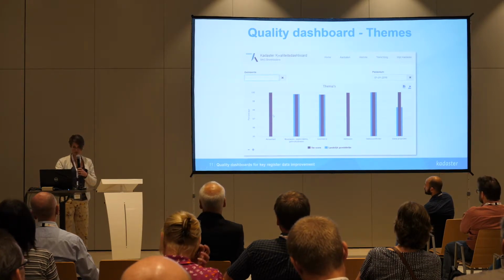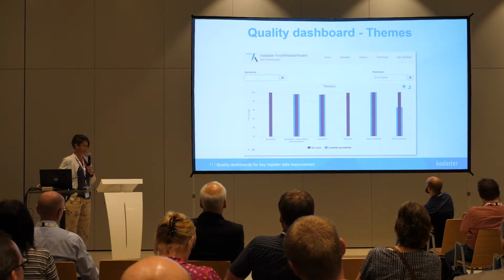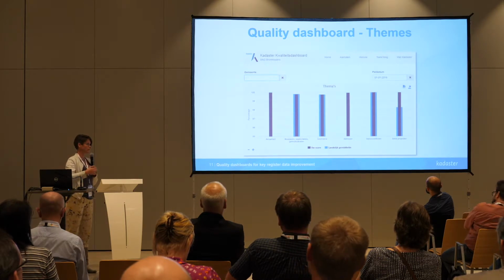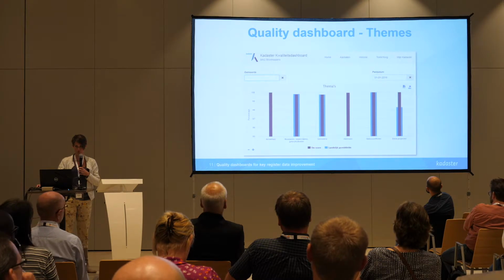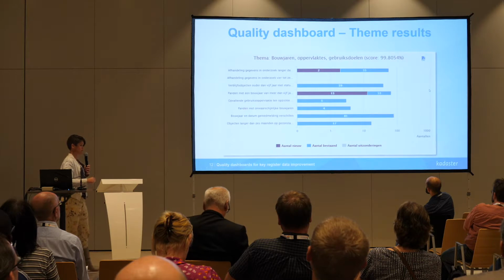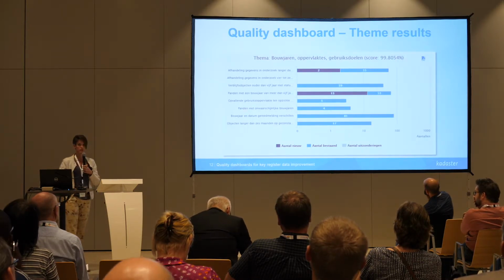Let me see. So this gives you an overview of how you're doing for the several themes. And the themes contain reports that we've decided upon together with the users. So when I click open one of these themes, there's several reports, and they show how many mistakes there are.